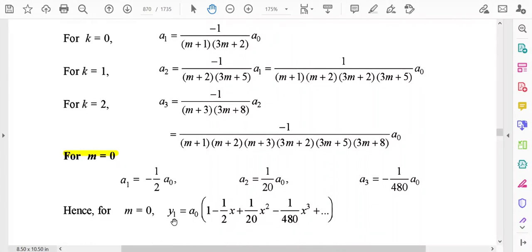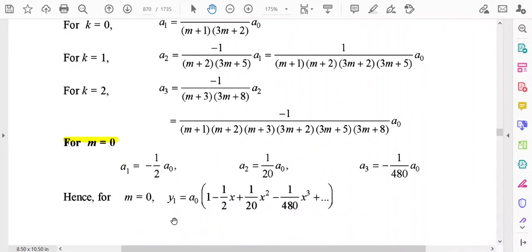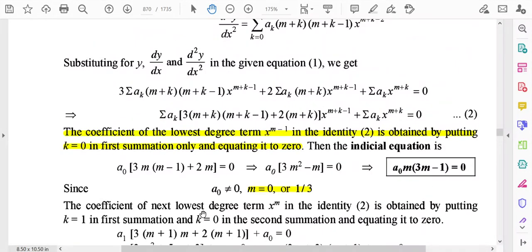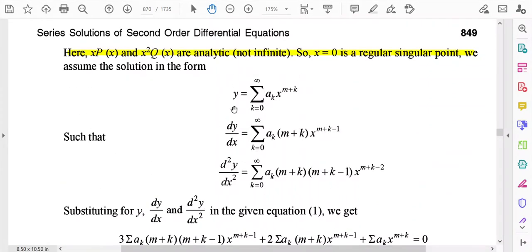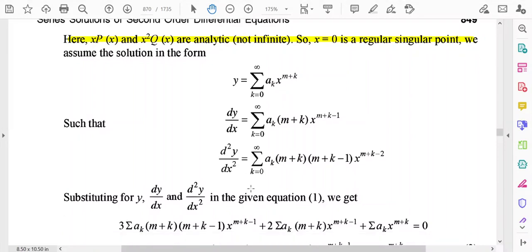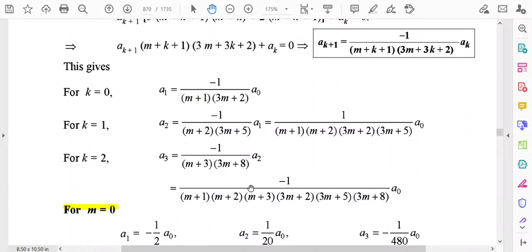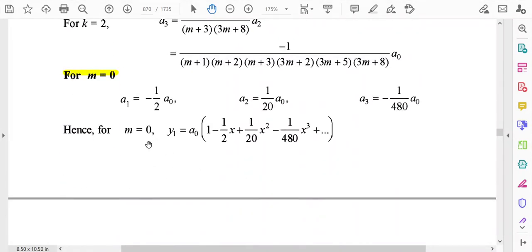So for m is equal to 0, the equation will be y1 is equal to a0. You see again the standard equation, y is equal to sum of ak x to the power m plus k, means a0 x to the power m plus a1 x to the power m plus 1, and so on. So from that general equation, y1, that is the first solution, will be this one for m is equal to 0.